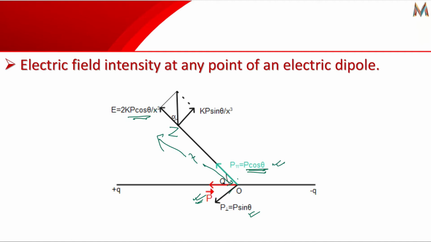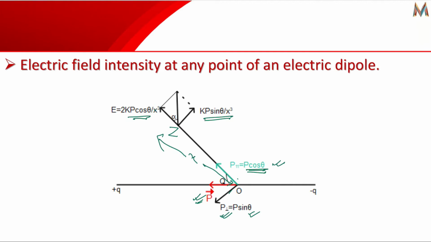Okay, and this p perpendicular is the perpendicular component of the dipole moment, and this ZO line is perpendicular to this p perpendicular. So for this p perpendicular, the point will be at the equatorial position. This ZO, the point Z, will be at the equatorial position. So at the equatorial position, the electric field will be kp sin theta upon x cube.